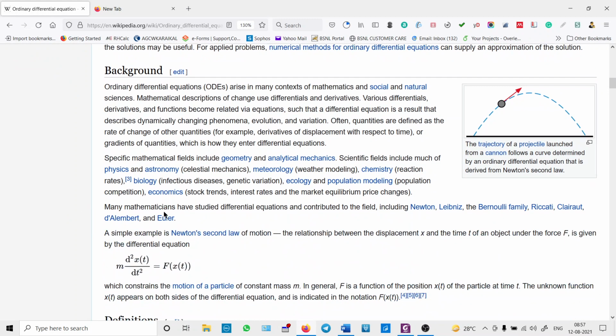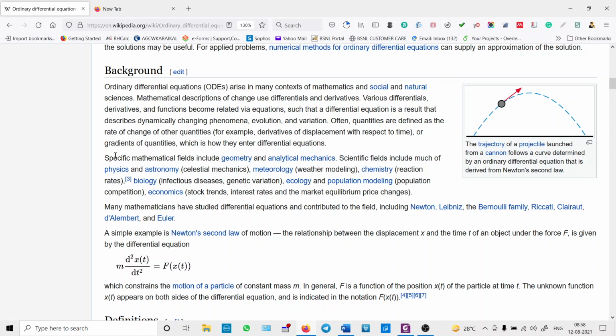So this is the thing, and you can see here, this is an example given. The trajectory of a projectile launched from a cannon follows a curve determined by an ordinary differential equation. That is, the motion is described by an ordinary differential equation that is derived from Newton's second law. So many problems in nature, physics, we end up with differential equations.